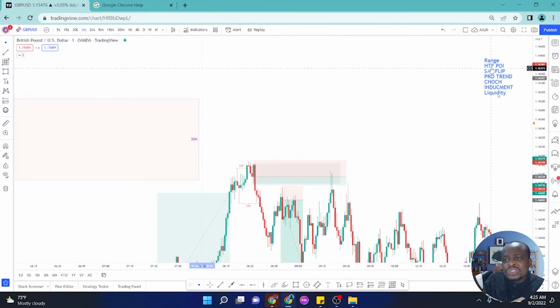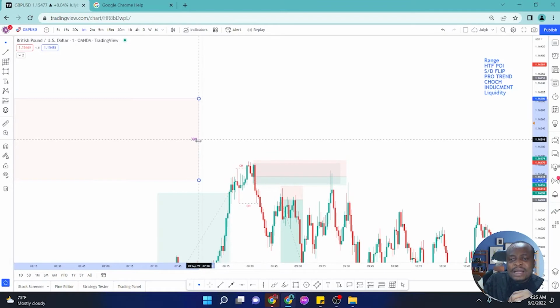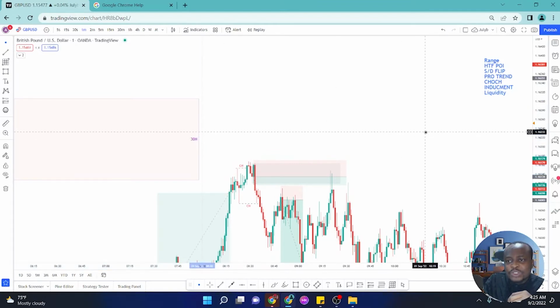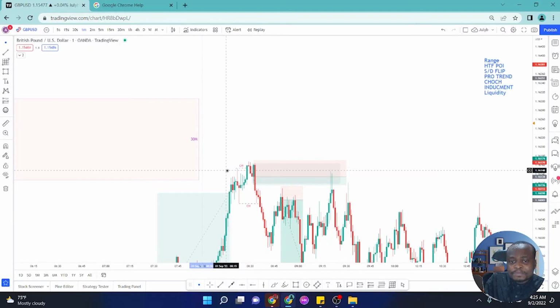The first thing you do is you wait for the market to get to your higher time frame POI, which the markets have done. Now when the market gets to your higher time frame POI, what do you do? You wait for 3 things. Number one is you wait for the market to break structure or clear liquidity from the left. Then you wait for the market to form a change of structure, that is CHOCH, which is here.